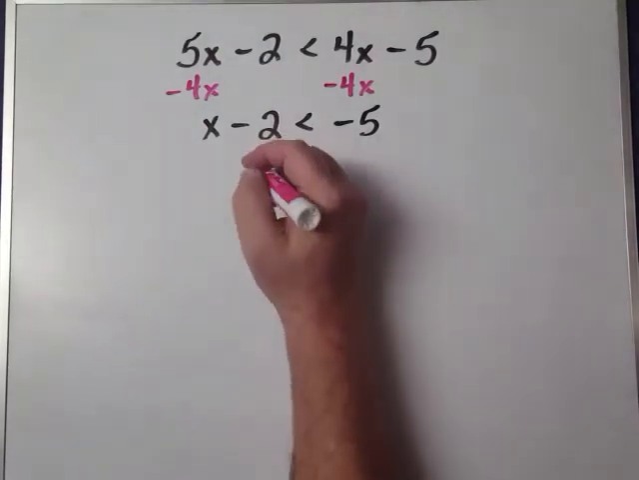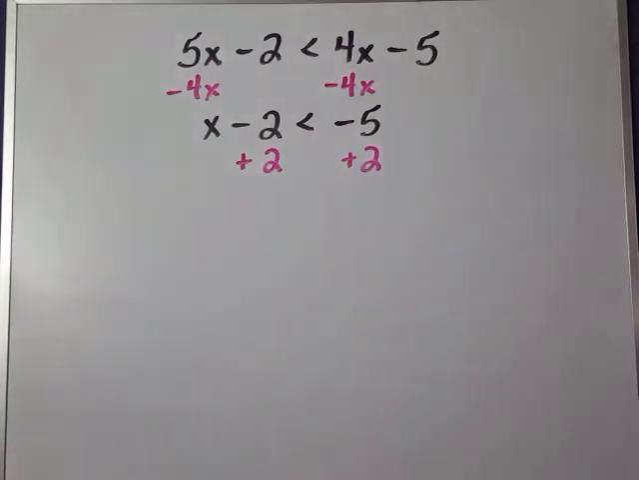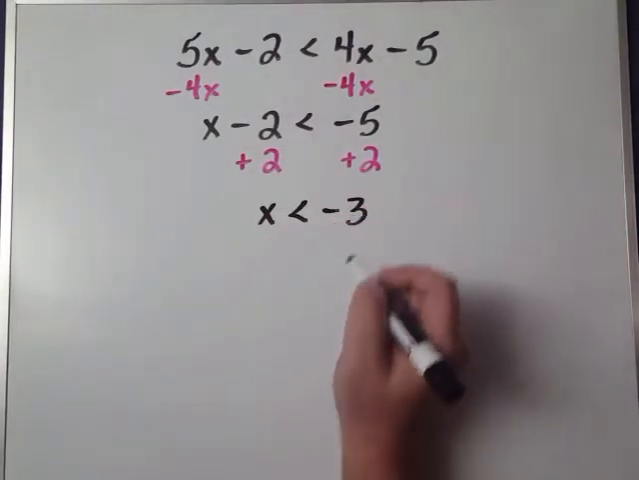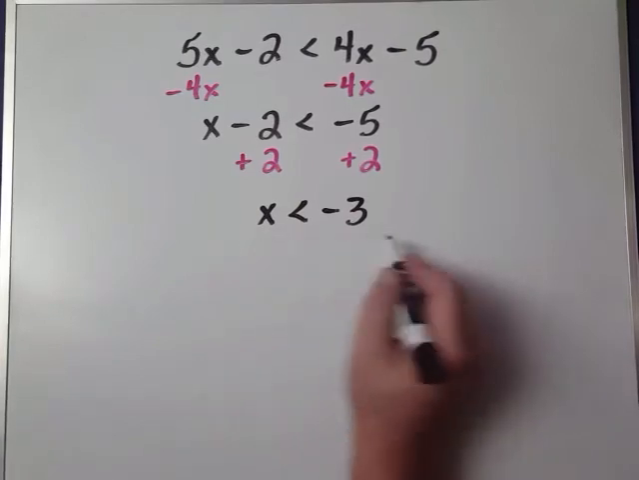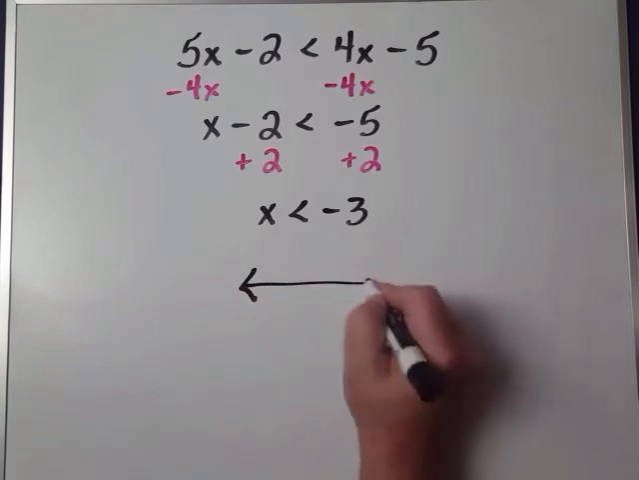And then get x by itself, add 2 to both sides. And we find that x is less than negative 3. There's our solution, but she wants the graph and the interval. So we'll graph this.